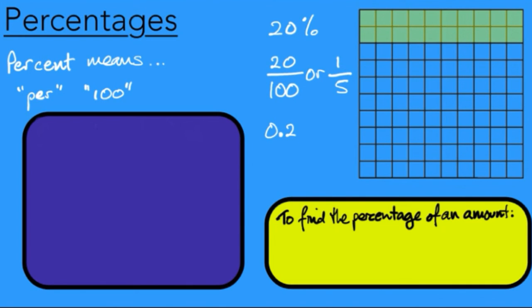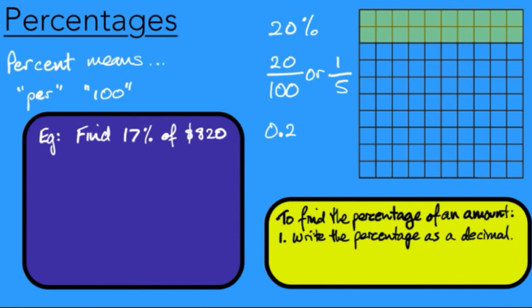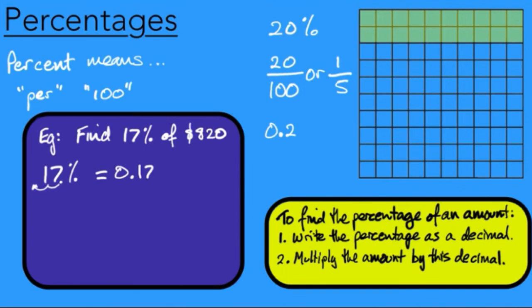We can use this now to find the percentage of an amount, and this is a really important skill you're going to have to be comfortable with. Because we want to find 17% of 820, the first step is we take the percentage and write it as a decimal. So 17% written as a decimal: I move the decimal place 2 to the left, take it from there to there. I get 0.17. I have to work with this as a decimal because the next step says take that decimal and multiply it by our amount. So our amount was 820 multiplied by 0.17 gives me an answer of 139.4. So 17% of $820 is $139.40.